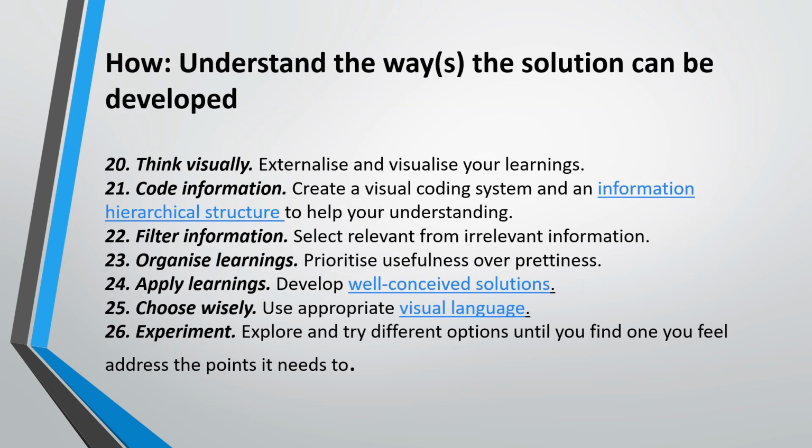Now how? Answering the question of how, understand the ways the solution can be developed. We have already discussed the what, who and finally we come to how. Number 20, think visually. Internalize and visualize your learnings. Number 21, code information. Create a visual coding system and an information hierarchical structure to help your understanding.